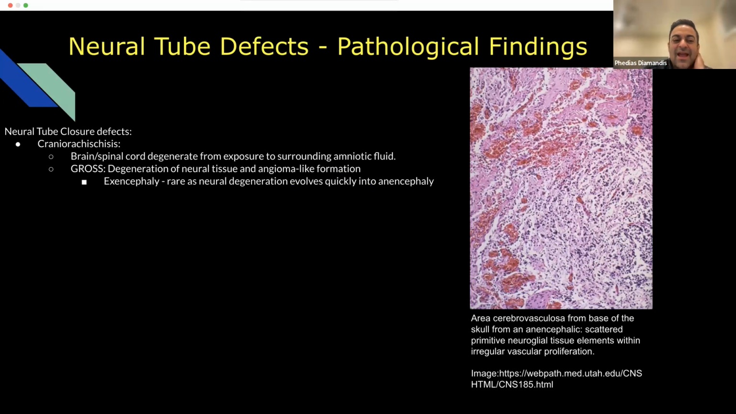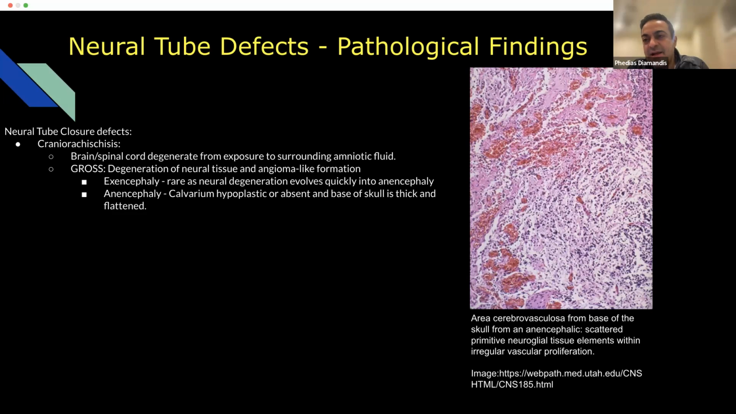So exencephaly, we talked about this. This is basically a defect of the rostral component of the neural tube with herniation. The reason why this is not often seen is that, because of the rapid degeneration, it usually leads to a very similar picture to craniorachischisis, with anencephaly being formed.